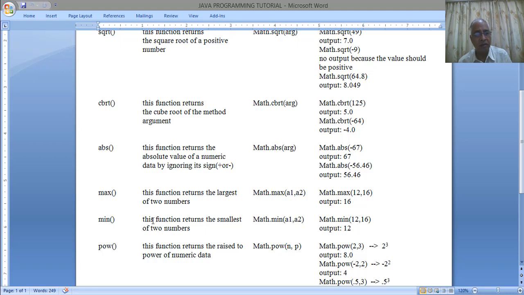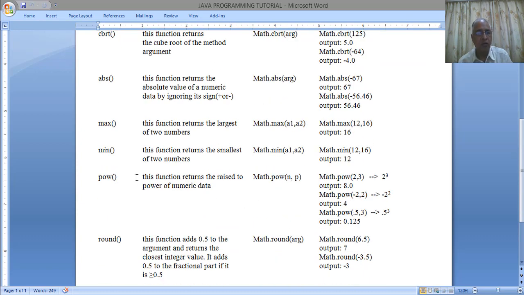Min means this function returns the smallest of two numbers. Math.min(a1, a2), again two arguments, two numbers. You give Math.min(12, 16). Now the smaller number of 12 and 16 means the output will be 12. The smaller of 12 and 16 is 12.